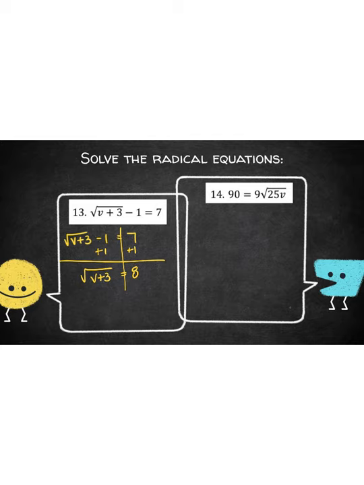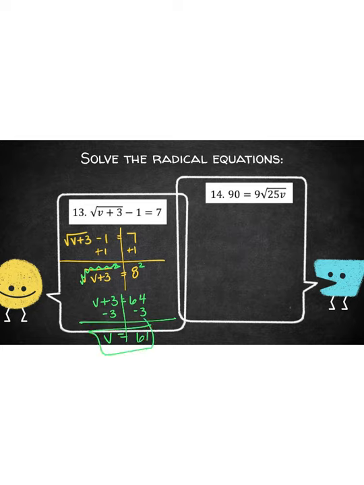Okay, to get rid of that radical, I'm squaring and squaring. That's gone. Now I have v plus 3 equals 64. Then I'm going to minus 3, v equals 64 minus 3 is going to give you 61.